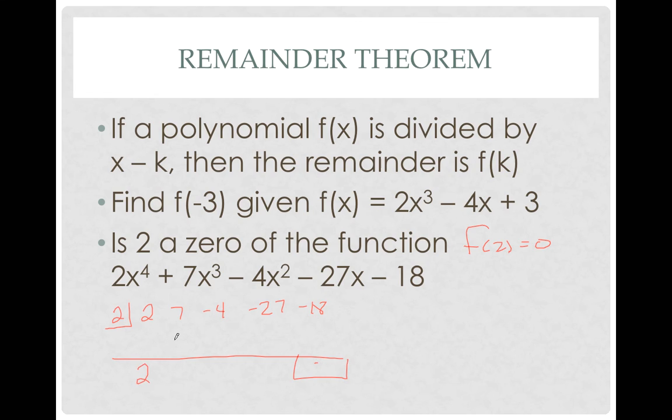So drop it, multiply, add, multiply, add, multiply, -36 makes this a 9, which makes that an 18, which makes it 0. And since this comes out to 0, then yes, 2 is a 0 of f of x, if this was my function f of x.